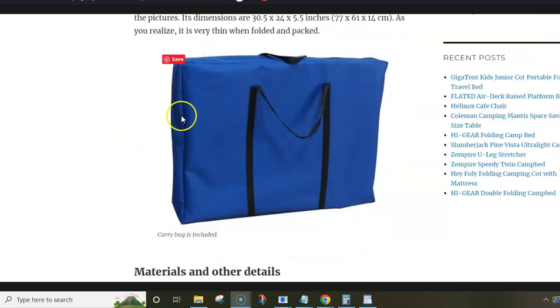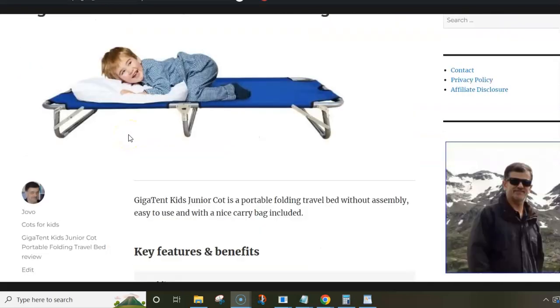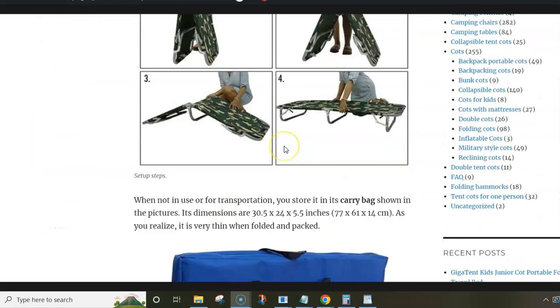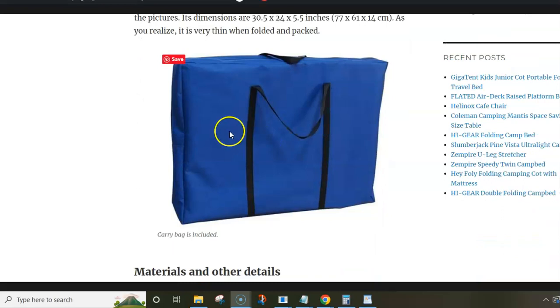And this carry bag is in the same color as the cot. You will see in the pictures here that there are several different colors used for the cot, and you also have the bag in the same color.